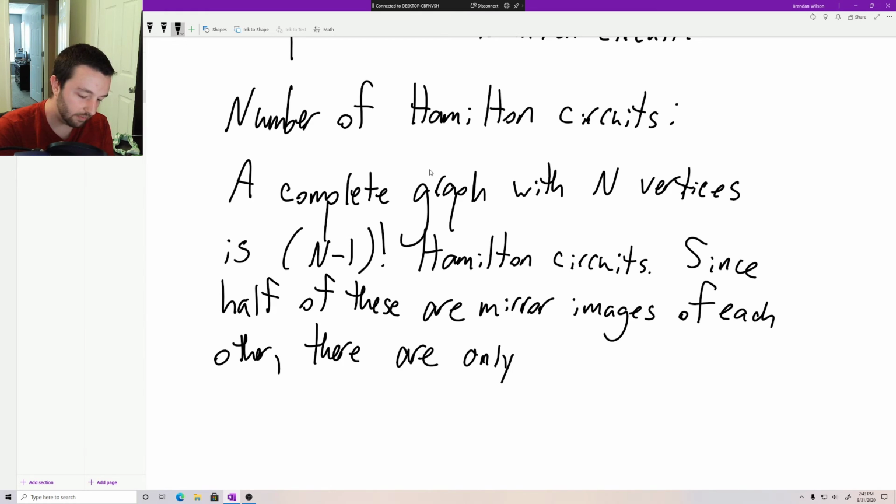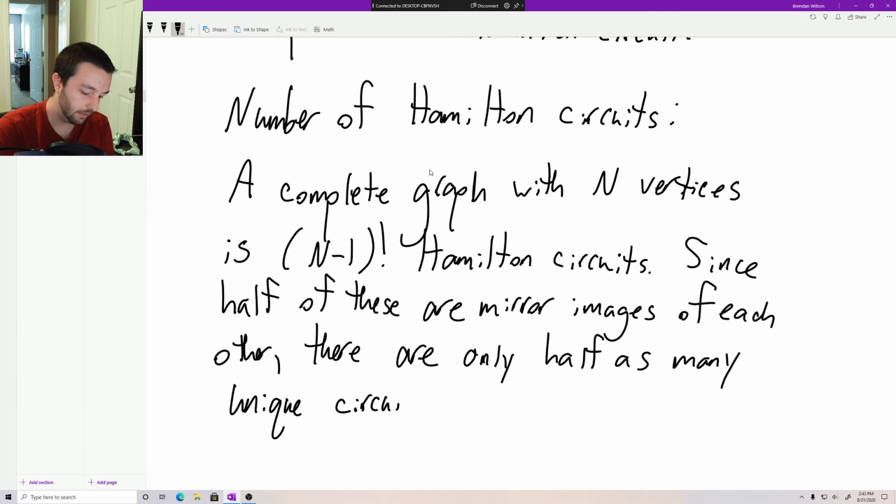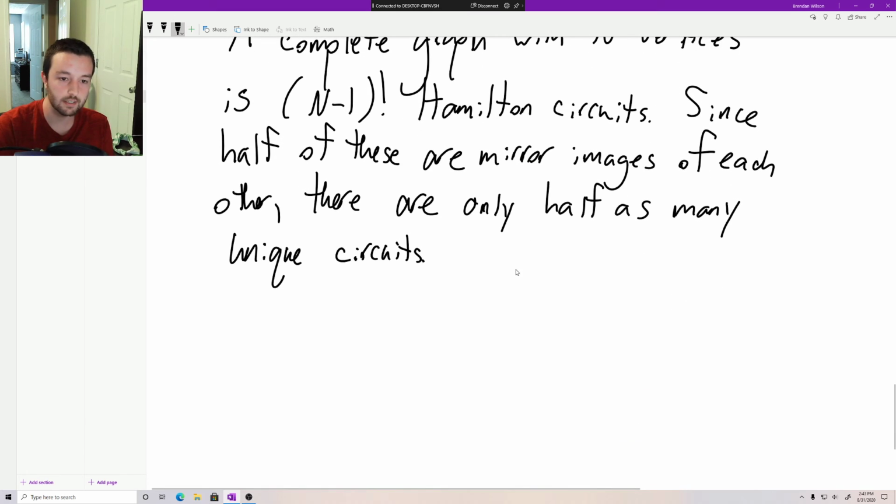There are only half as many unique circuits. Okay. So this is something we didn't really have before with the Euler circuits. It was a formula to find how many there are.